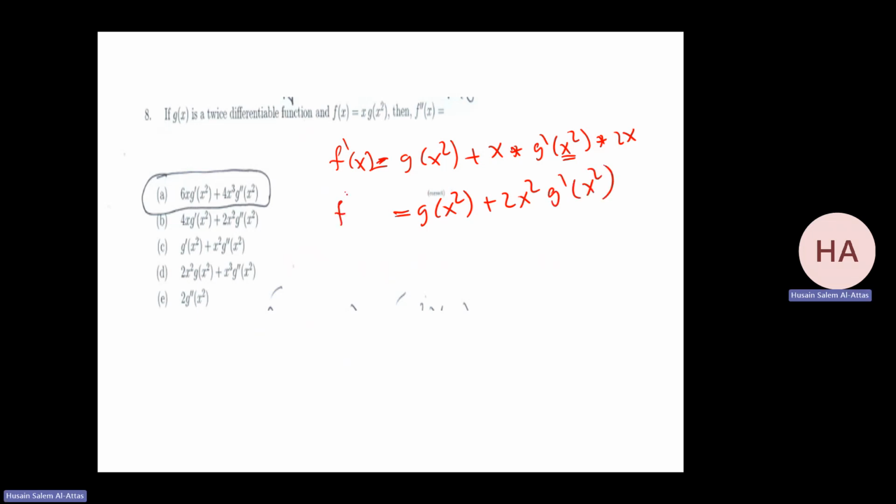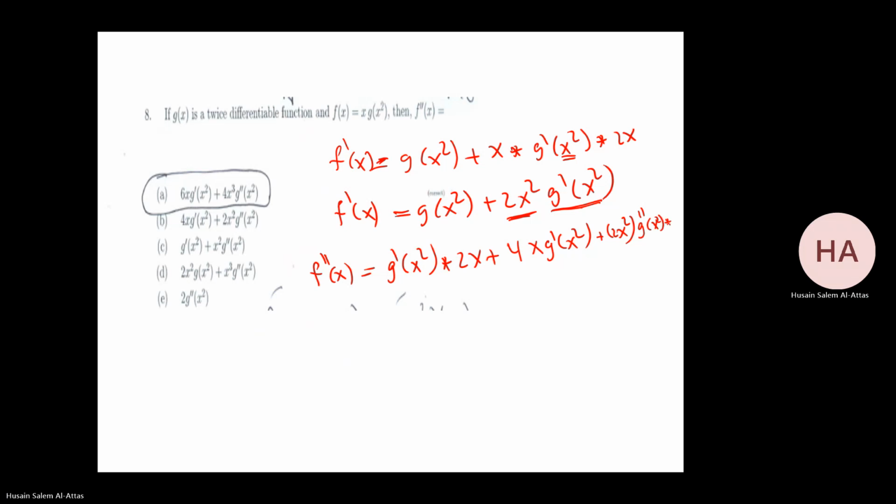Okay, that is f prime. Now do the second derivative of this one. That will be, I need the chain rule here, g of x squared times 2x plus, here I have a product of two functions. That will be 4x, g prime of x squared, derivative of the first times the second, plus the first times the derivative of this, which is g double prime, derivative of this, which is 2x.